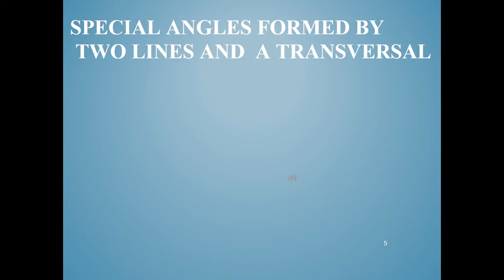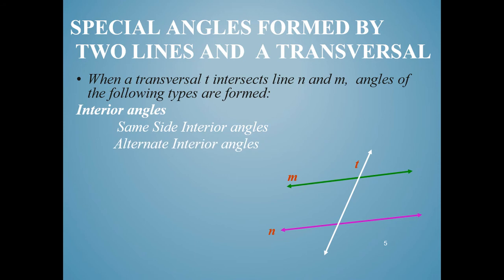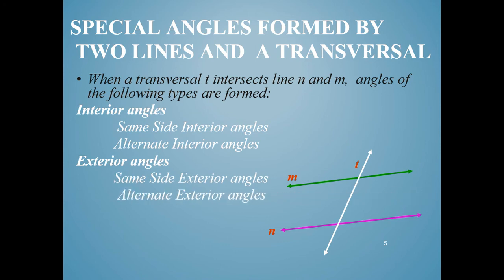So our main focus today is going to be the special angles that are created with this transversal. So these can be parallel lines or non-parallel lines. As long as we have a transversal, these angles are going to be formed. So we have interior angles, such as same side interior angles, alternate interior angles. We've got exterior angles, such as same side exterior angles and alternate exterior angles, and then we have what's called corresponding angles. So we're going to go into more detail about what each of those 5 special types of angles are.